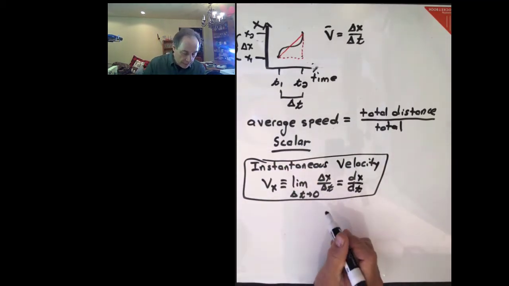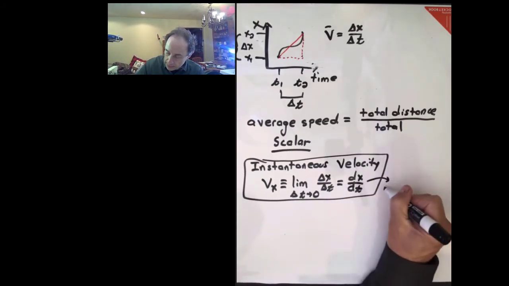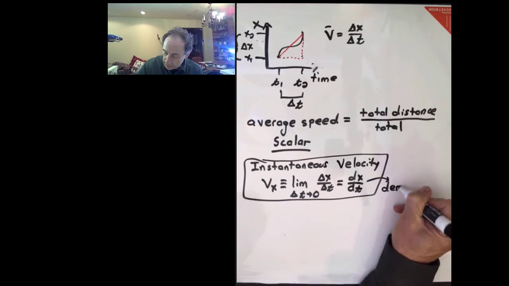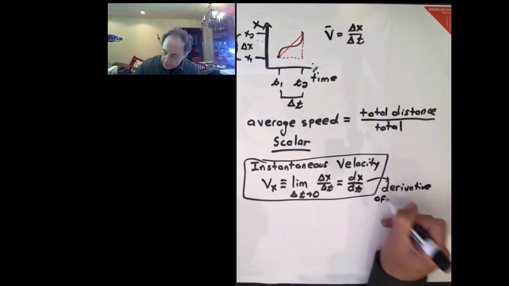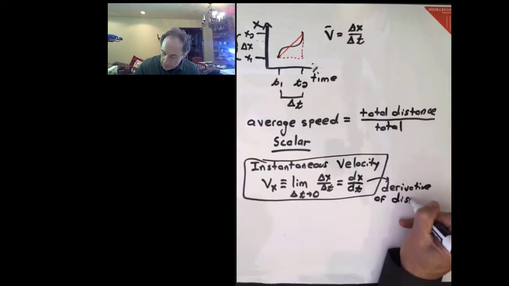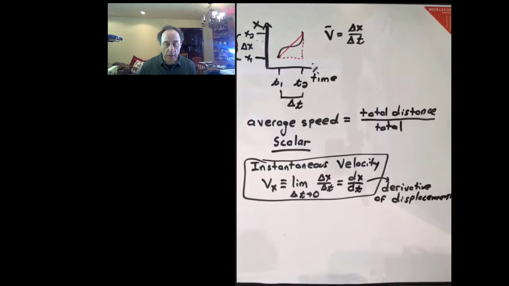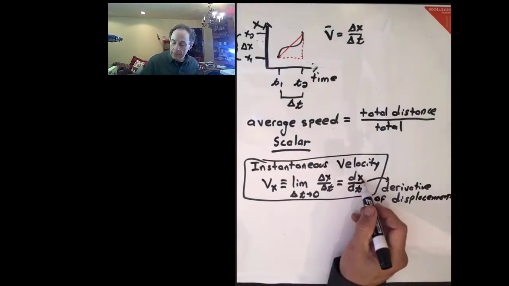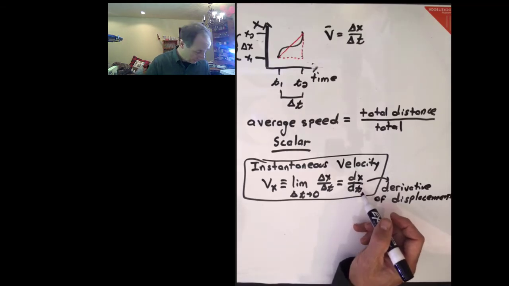Alright, so if we look at this mathematically, it's the derivative, the time derivative of displacement. So if you have a mathematical description of the displacement of a particle, taking the derivative of it gives you the instantaneous velocity.